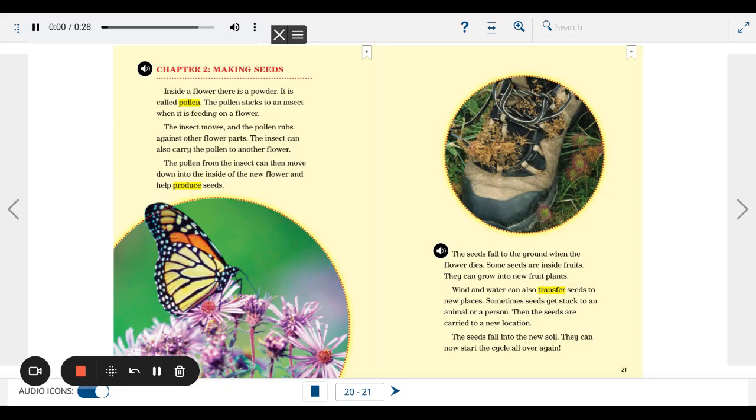The seeds fall to the ground when the flower dies. Some seeds are inside fruits. They can grow into new fruit plants. Wind and water can also transfer seeds to new places. Sometimes seeds get stuck to an animal or a person. Then the seeds are carried to a new location. The seeds fall into the new soil. They can now start the cycle all over again.